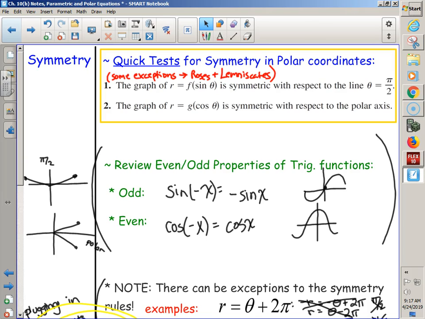The safe way is to plug in all 3 points. It's just nasty, and I don't like it if I can avoid it. So that's why I try to show you guys the quick test.